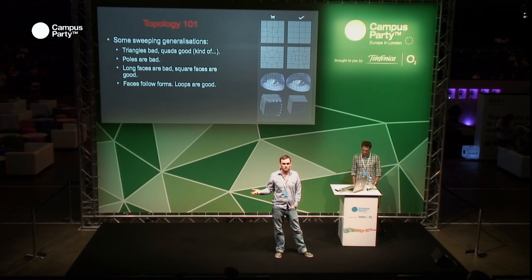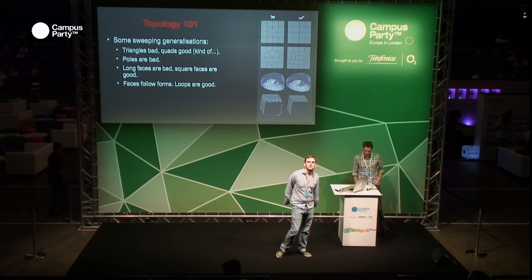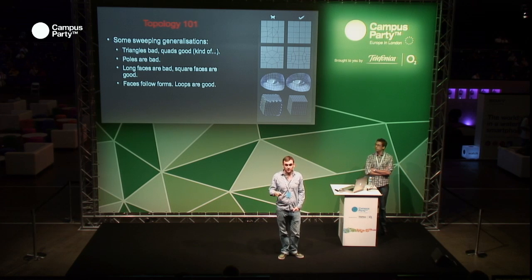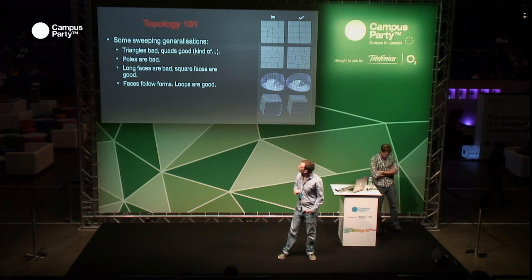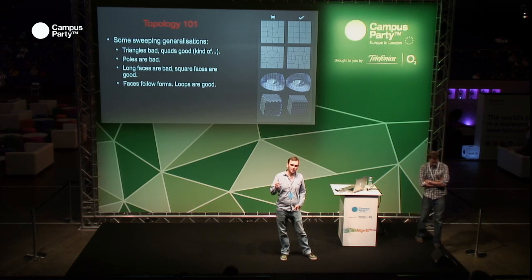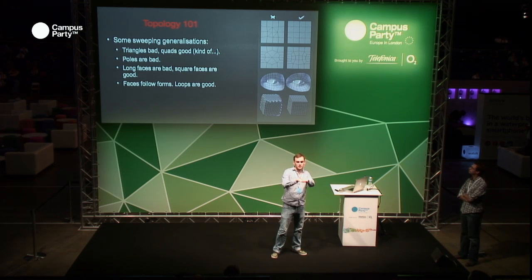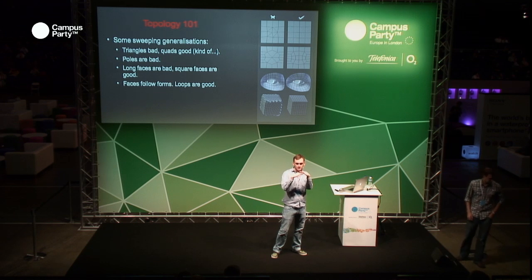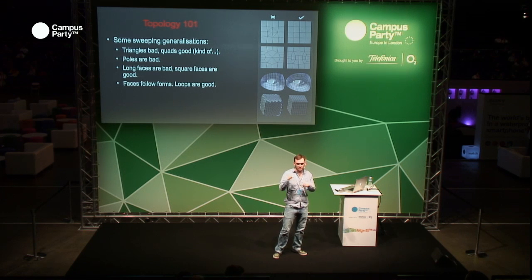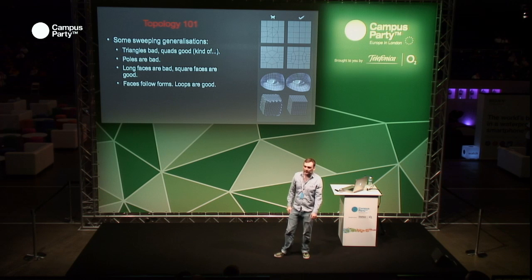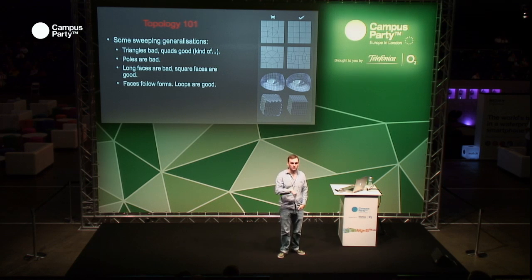There are a few sweeping generalizations we make about what equals good topology. Basically, you don't want triangles if you can avoid them. Obviously, I said for games this doesn't matter, but then for games you're not subdividing a mesh, so it's less important. You kind of want to avoid poles. A pole is where you have a whole bunch of edges on a mesh joining together at one vertex. And if you were to try and subdivide that and bend it slightly, what you get is a whole bunch of little sort of nicks and artifacts around that point, because you've got so much geometry trying to connect at one place that that's something to avoid. And in general, you just want your faces to follow the forms of your model. And I'll talk about some of the ways that Blender lets you approach that.